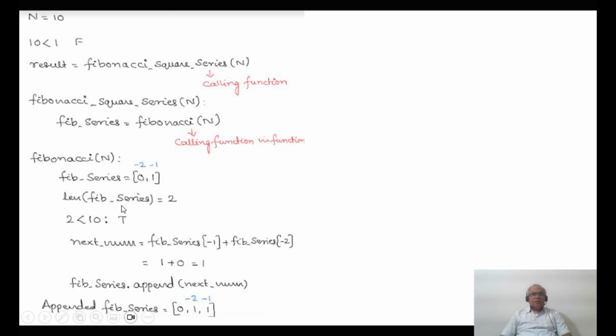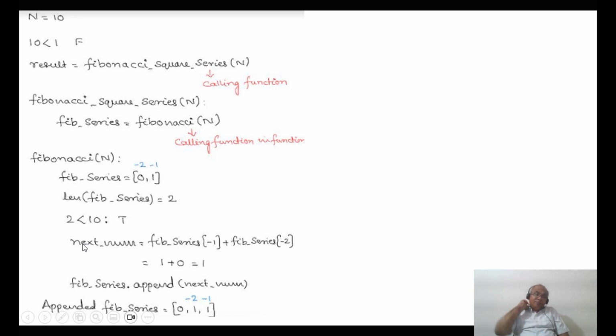2 is less than 10. Condition is true. What is the next number? The addition of these two, 1 and 0. So the next number is given by series -1 plus series -2. So this will become -1 and this will become -2. -1 is, sorry, -1 is 1, and the value of -2 is 0. So it becomes 1. Now next number I got it.